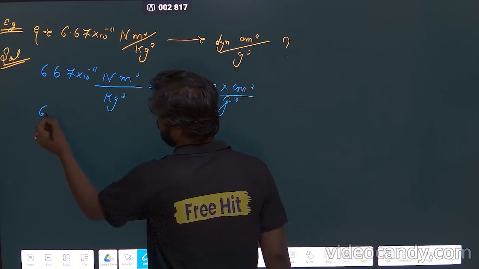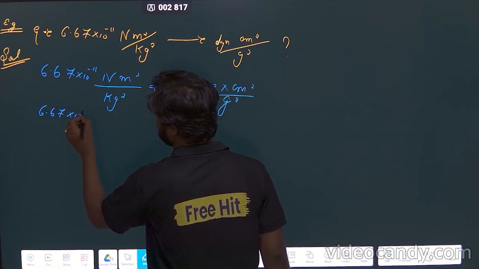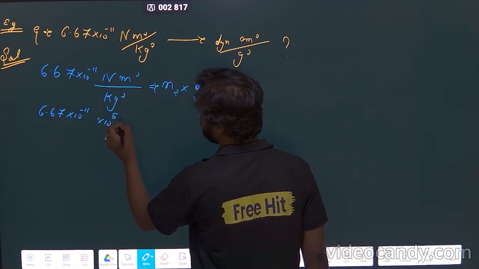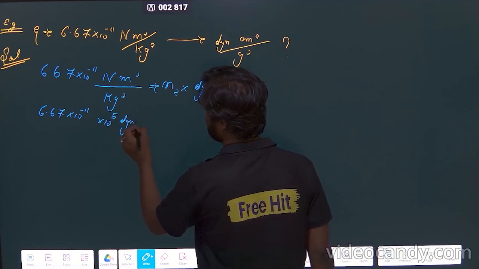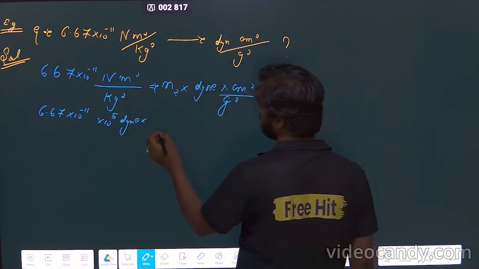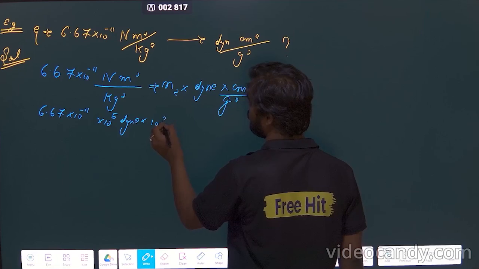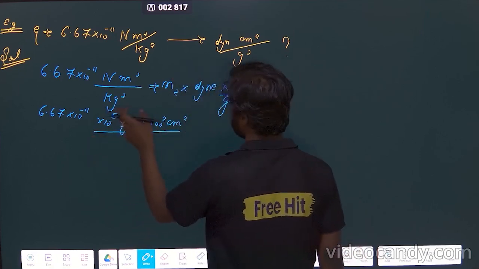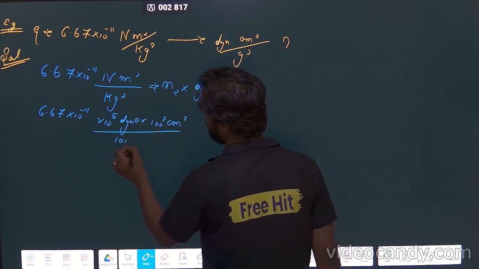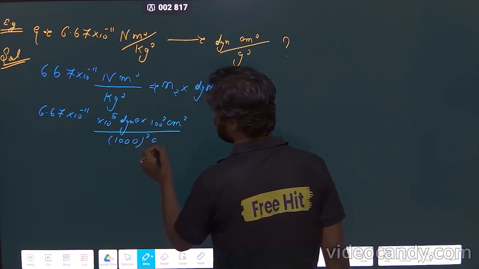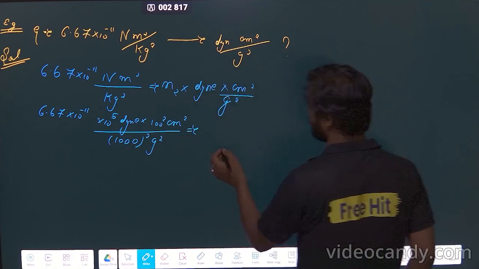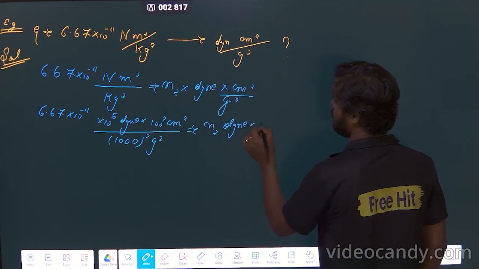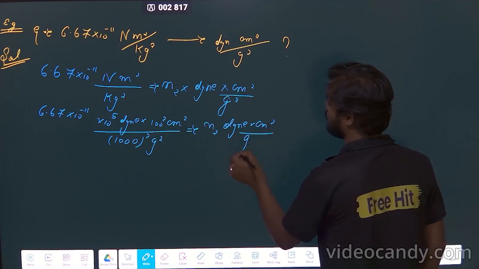Just do this. 6.67 into 10 to the power minus 11. See, Newton I convert into the dyne, so it is 10 to the power 5 dyne as we have seen. And 1 meter is equal to how many centimeter? 100. So it is 100 square centimeter divided by 1 kg is equal to how many grams? That is 1000 gram square. So from here, what will we get? Newton into dyne into centimeter square divided by gram square.